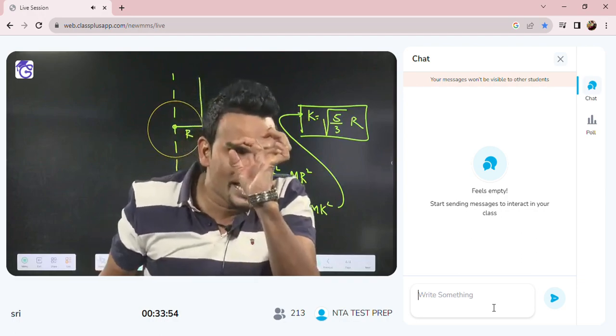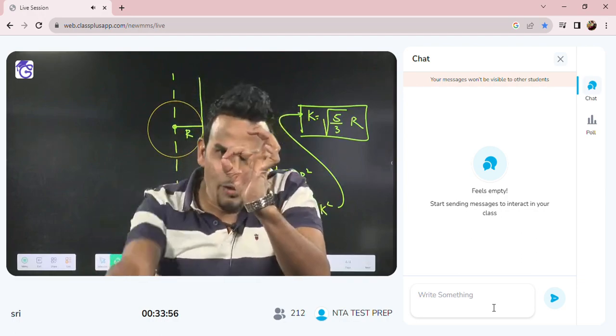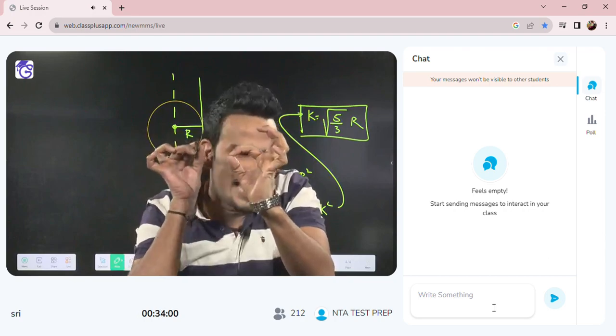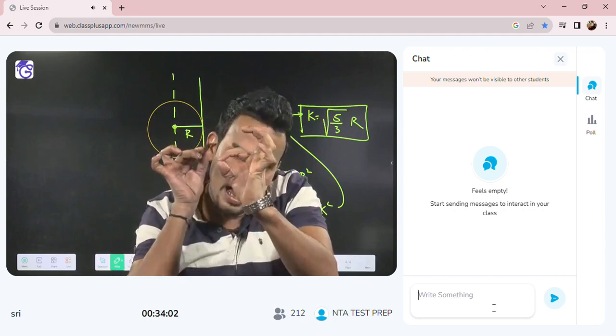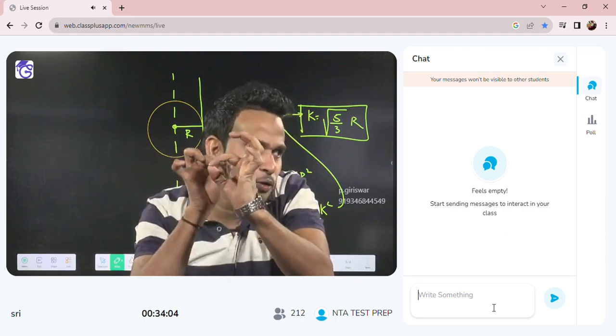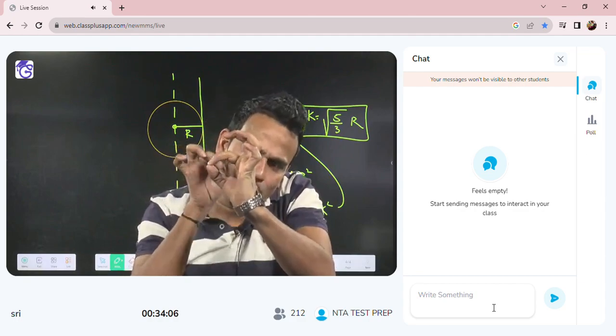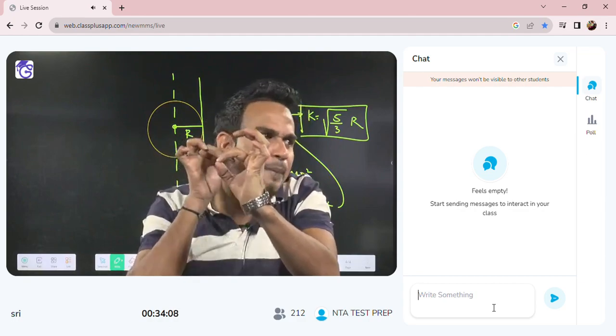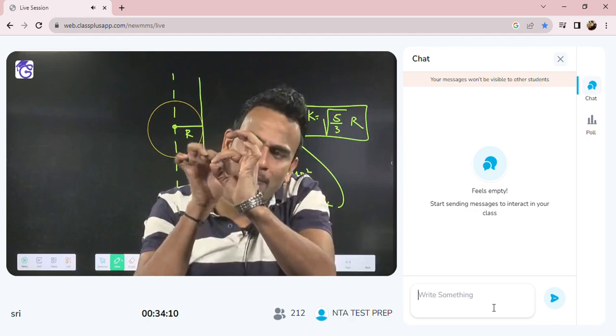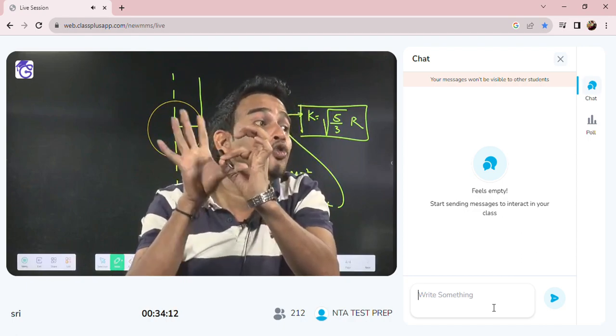Look once again. When you take this as your axis, tangent perpendicular to the plane, ICOM will also be perpendicular to the plane. And ICOM perpendicular to the plane for a ring is mr square. So mr square plus mr square, the answer will become 2 mr square.